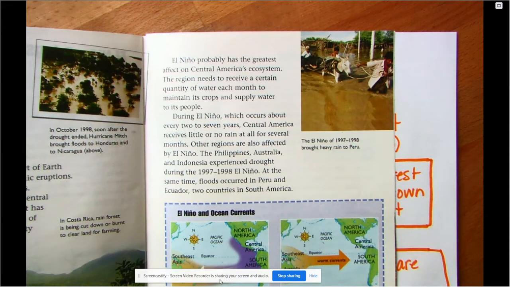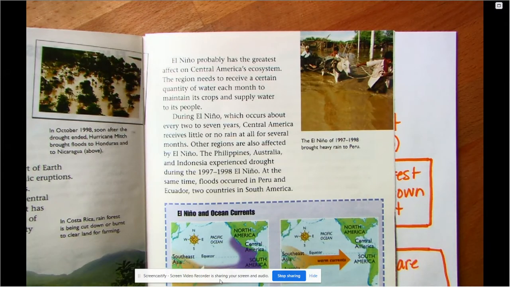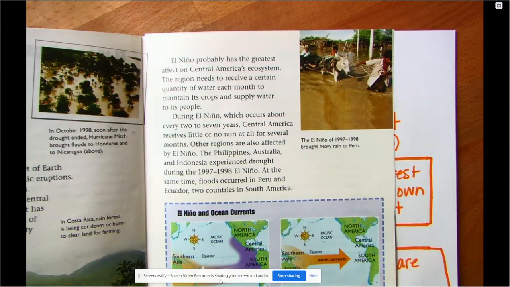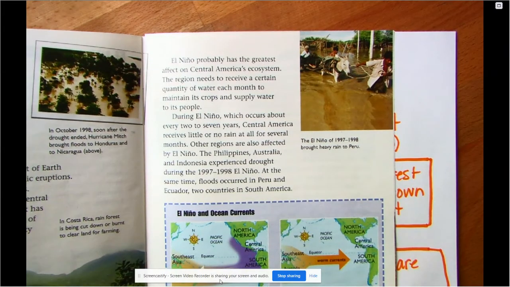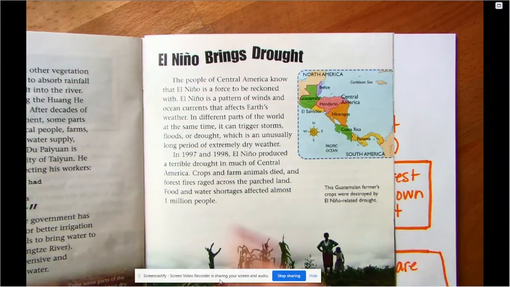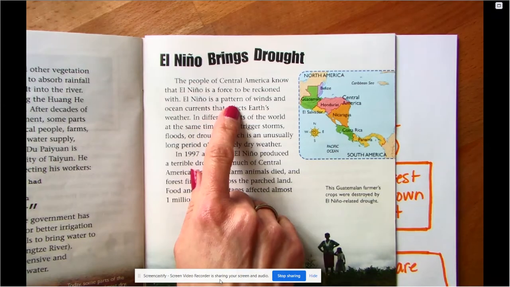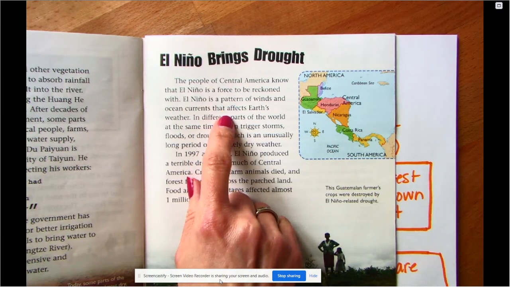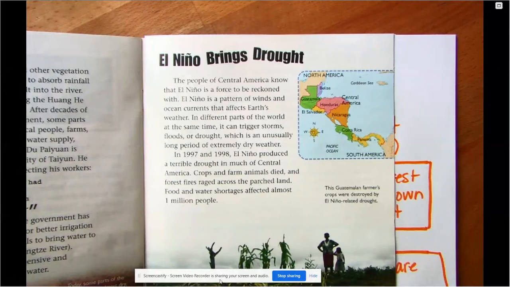Other regions are also affected by El Nino. The Philippines, Australia, and Indonesia experienced drought during the 1997 to 1998 El Nino. At the same time, floods occurred in Peru and Ecuador, 2 countries in South America. So remember, El Nino, what that is, right? It's a pattern of winds and ocean currents, and it affects weather.